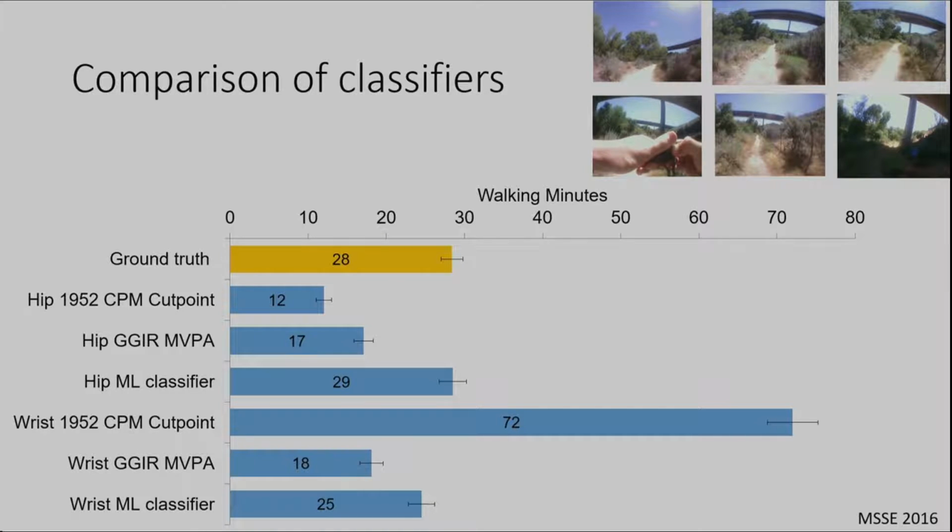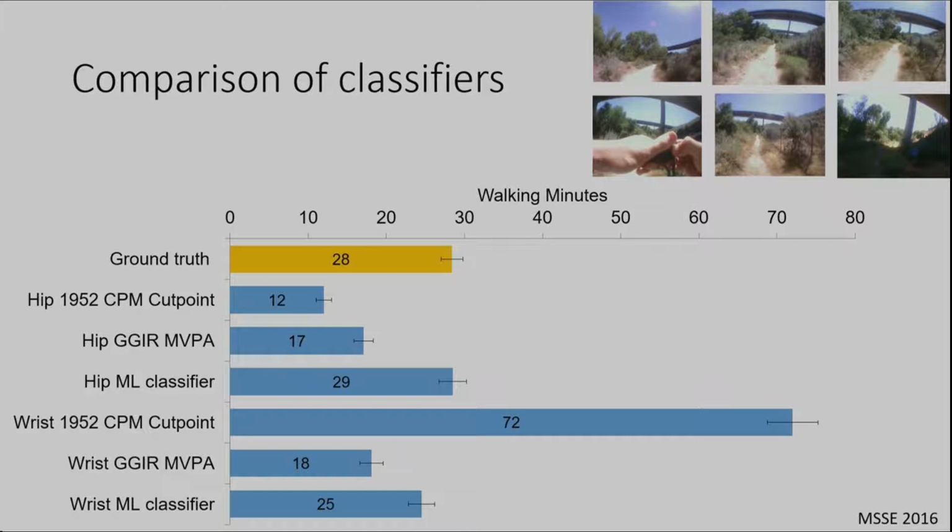So when we have the ground truth, we're able to tell by a series of images that somebody is walking. So for example, we recorded 28 minutes of walking in the day from these various folks. And if I apply the cut point, it's only picking up 12 minutes because not all this walking is moderate vigorous.